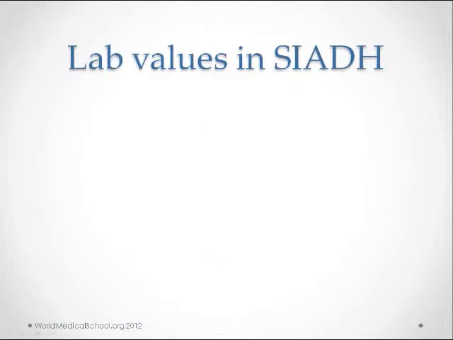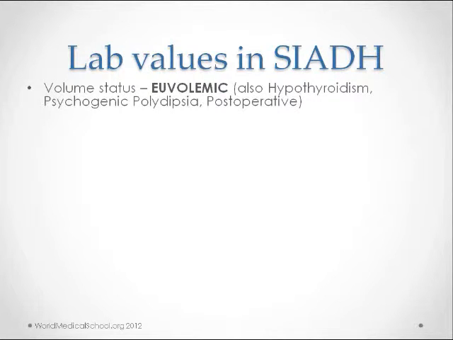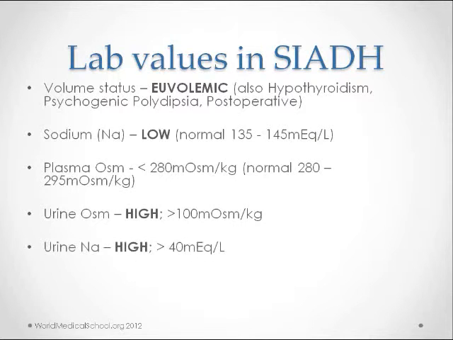Lab values in SIADH. The volume status in SIADH is euvolemic, which is also seen in conditions like hypothyroidism, psychogenic polydipsia, and post-operatively. Sodium is low, and so is the plasma osmolarity because of increased ADH reabsorbing excess water. Urine osmolarity and urine sodium are high because all the water is being absorbed. Also, low BUN and uric acid may also be seen.